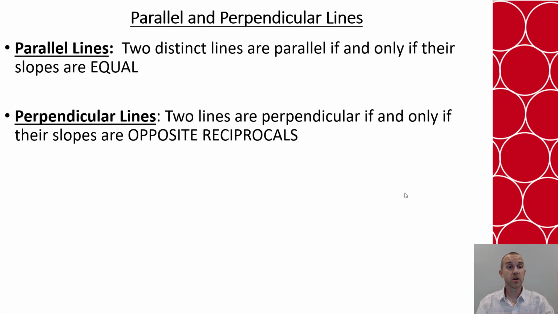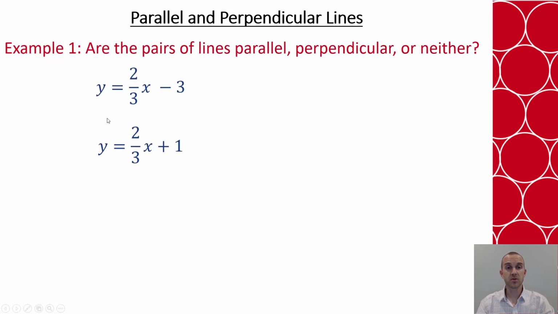Now within lines, we also have parallel and perpendicular lines. If 2 distinct lines are parallel, that means their slopes are equal. If they're perpendicular, their slopes are opposite reciprocals. That means that I would take my slope, and if it's a whole number, I'd put it over 1, flip it over and give it the opposite sign. So a negative to a positive or a positive to a negative. That's what it would take to be perpendicular. So let's look at some examples.